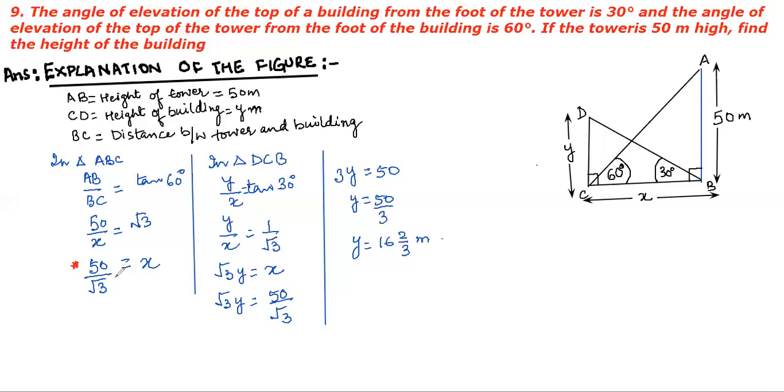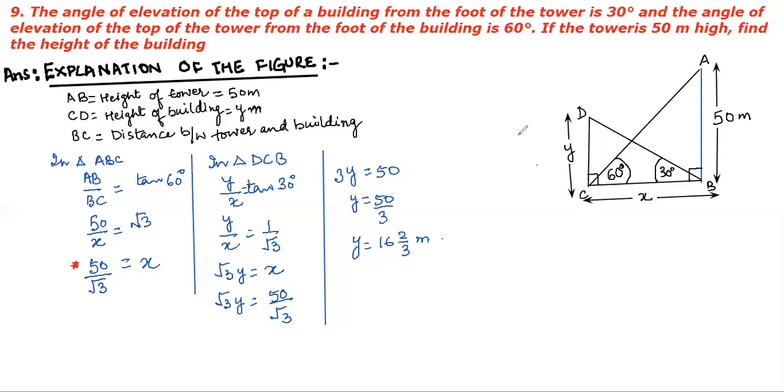We will rationalize only in the last answer, last step. If the last step also carries square root 3 in the denominator, then you have to rationalize, not in between. Is that clear? Or if x is asked as the answer, then only you will rationalize. He is not asking the distance between the two. So you need not rationalize it here. Just you will leave and say that x is equal to 50 root 3.